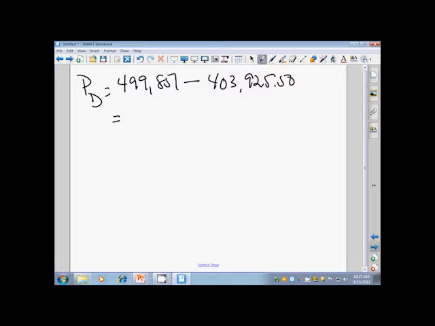So this right here, 403,925.50 is my total cost. I subtract that from my revenue, I get 95,925.50 as what my profit from the downtown store would be if I decide to move there and move my business there. But I need to compare this to the mall.